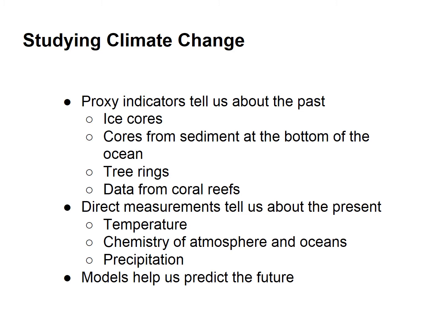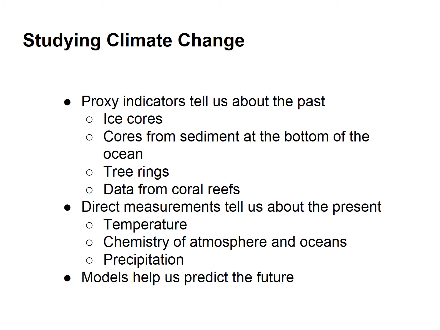Cores from sediment at the bottom of the ocean. Tree rings. So tree rings show how well a tree grew in a certain year, and that can tell you something about the climate at that time. And data from coral reefs. So coral reefs also grow over time. So it's very similar to this tree ring growth rate.